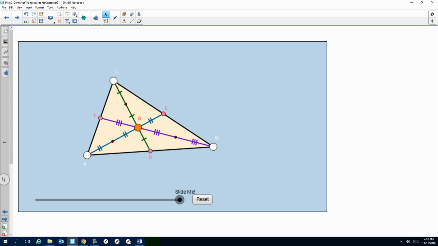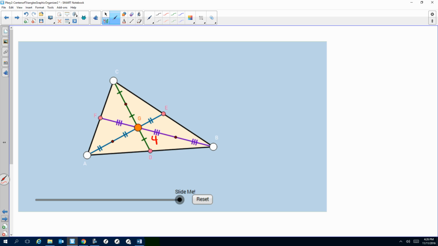Also, there's a relationship. The point of the centroid, that point of intersection, is 2/3 the length of the median. If you look at my green median, I have 2 tick marks to 1. Same thing with the purple, 2 to 1, 2 to 1. So if I had this part to be 4, then hopefully we know this would be 8, and the whole thing would be 12. That's just another property we're going to get into afterwards.